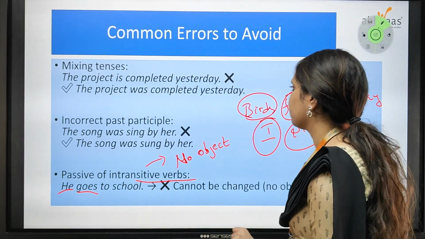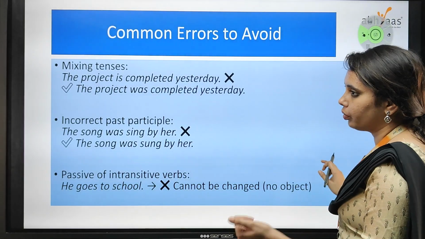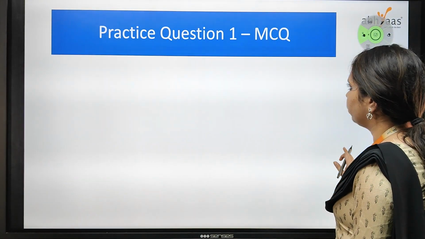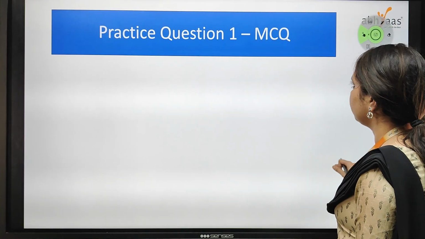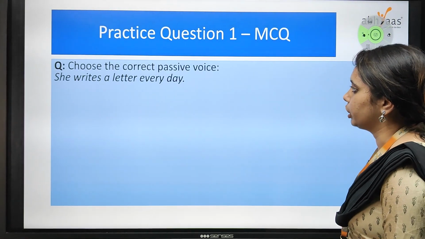Identify whether the verb is transitive or not first, and only if you find an object, then try to guess which option would be more appropriate. Otherwise, none of the above would be your answer when it comes to conversion questions.